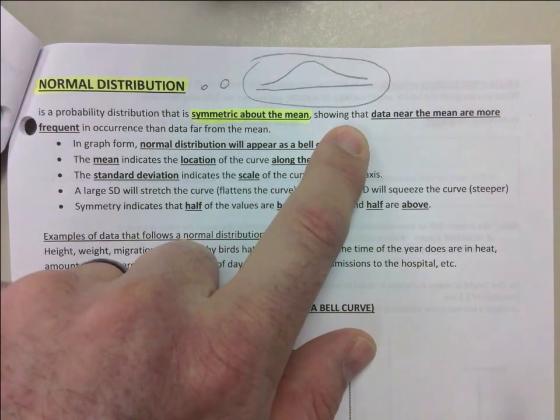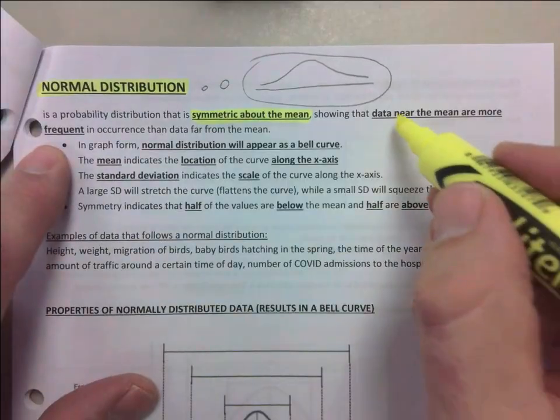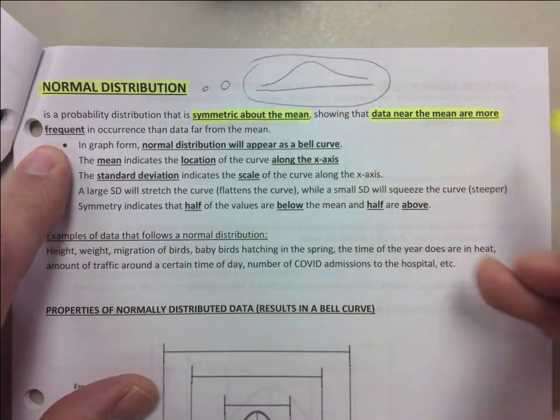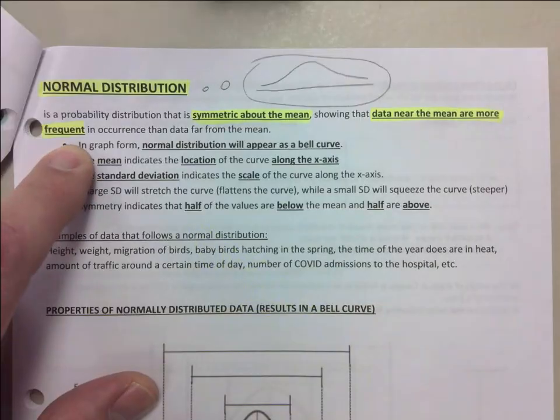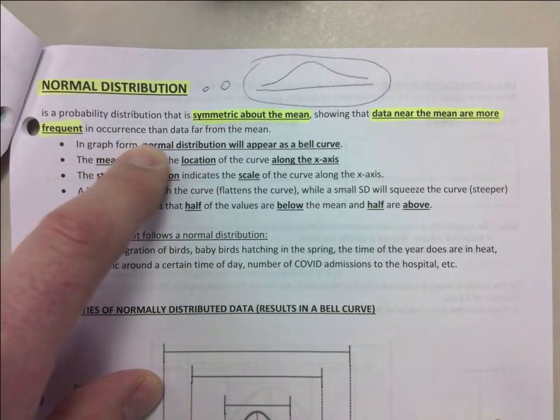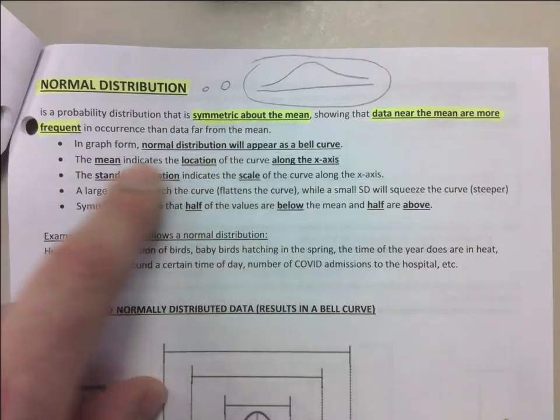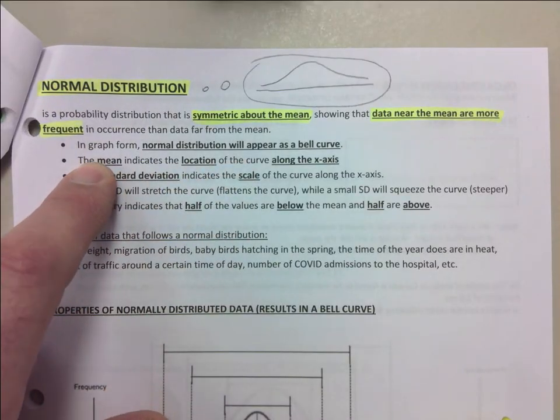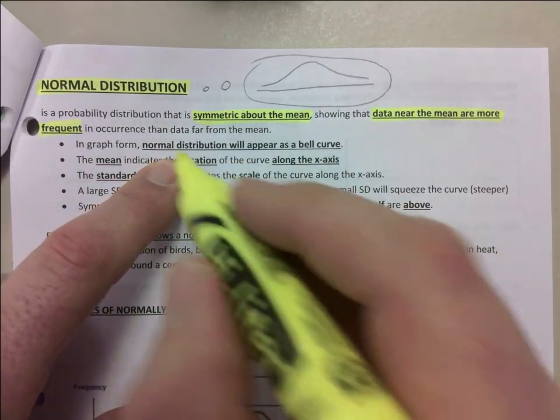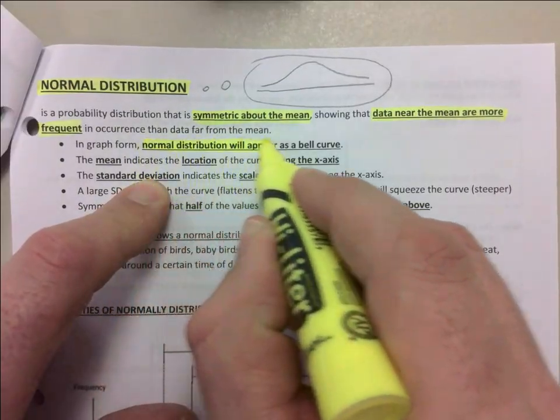It's showing data near the mean are more frequent. So data that is closer to the mean is usually more frequent in occurrence than data that are far from the mean. In a graph, the normal distribution will appear as a bell curve.